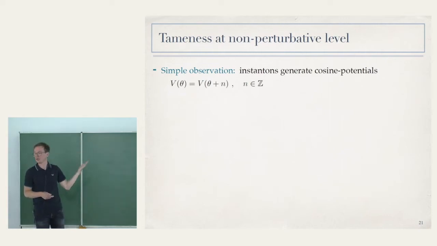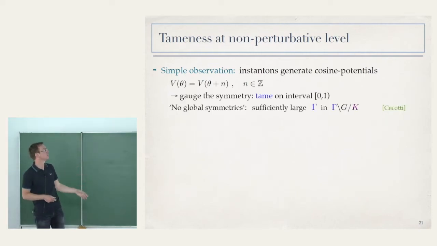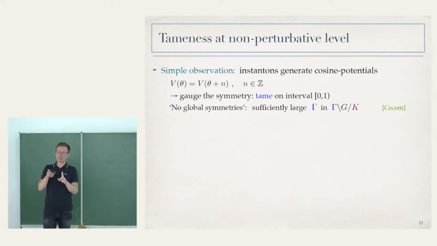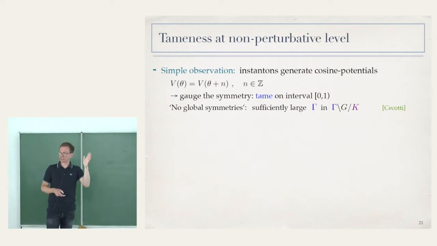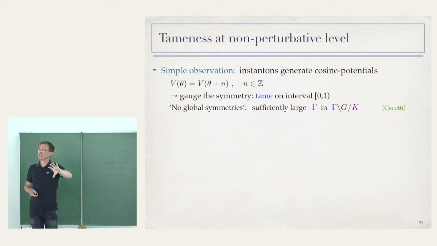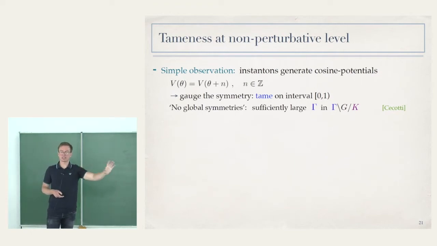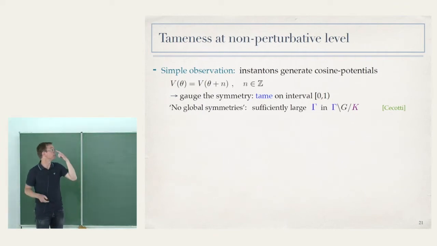So what do I do with this? Now we have periodic things. Well, if I use this periodicity as a gauge symmetry, then I can save this. And this is exactly what happened here in these coset spaces. So if this gamma is sufficiently large, if you mod out this discrete symmetry group, then these functions can be tame. So the sine function, if you just restrict it to the interval, is tame.